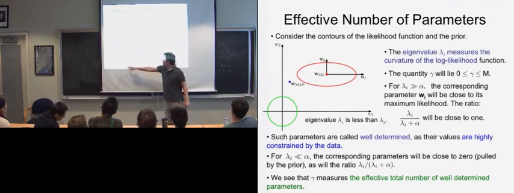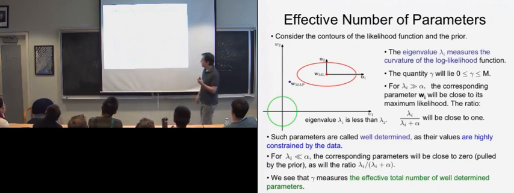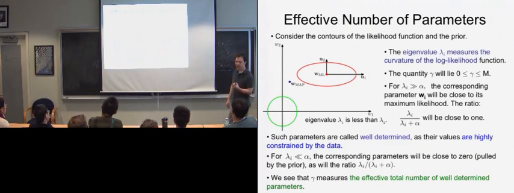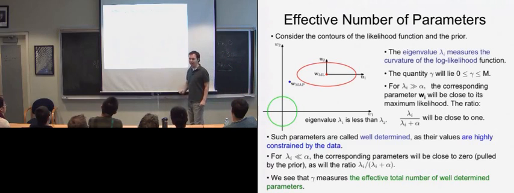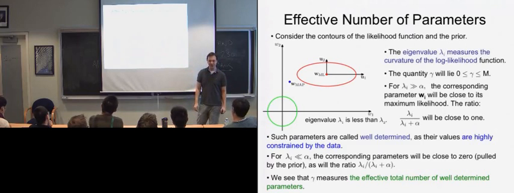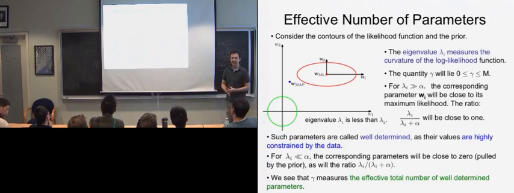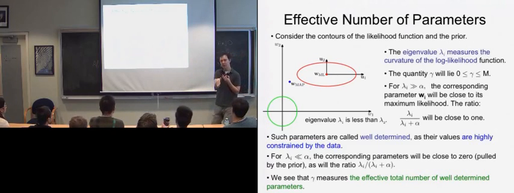So in this case, gamma here effectively measures the effective total number of well-determined parameters. Right? Parameters constrained by the likelihood. And for all of those directions that are less constrained, the prior is going to be pulling those parameters towards 0, which makes perfect sense. Because in the less constrained directions, you want those parameters to be close to 0.